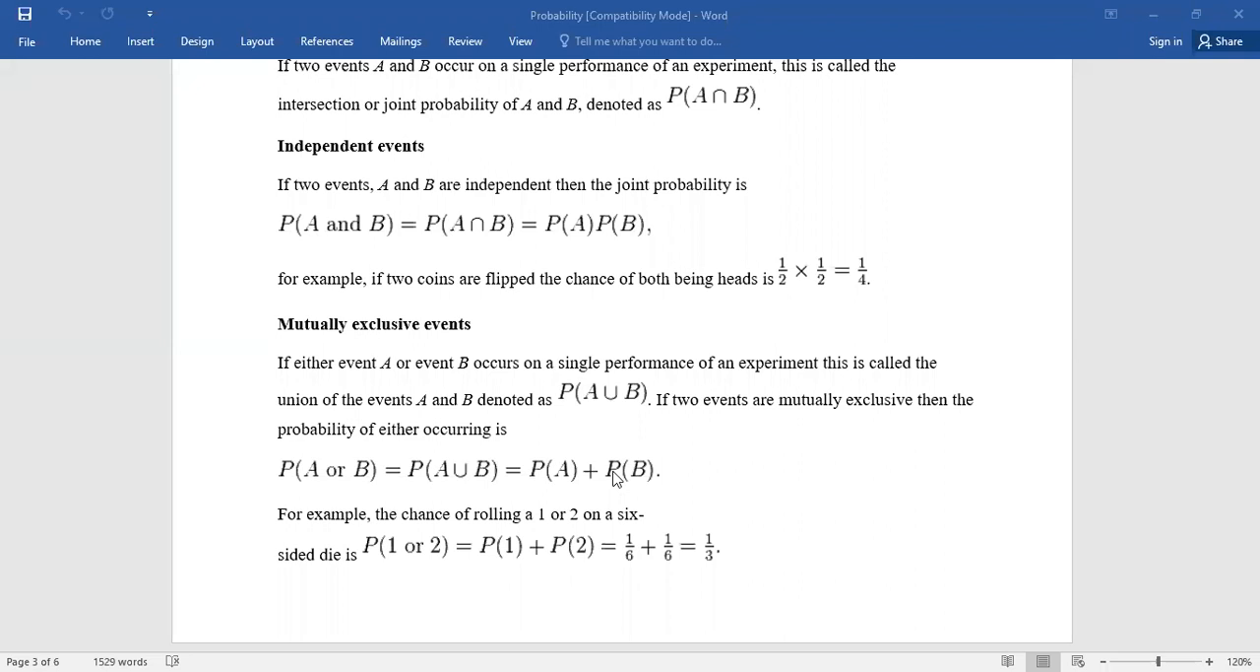For example, rolling 1 or 2 on a 6-sided die. You know a dice. The cube that has one side 1 dot, second side 2 dots, all the way to 6 dots. Now, if I roll that dice and I wanted to get either 1 or 2, the chance of getting a 1 is 1/6, because it is a 6-sided cube.